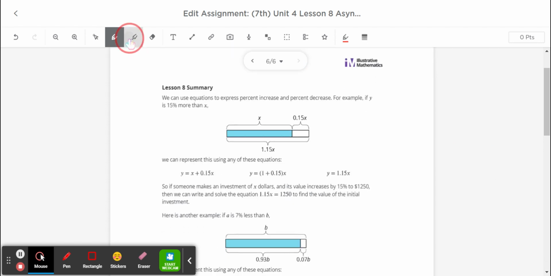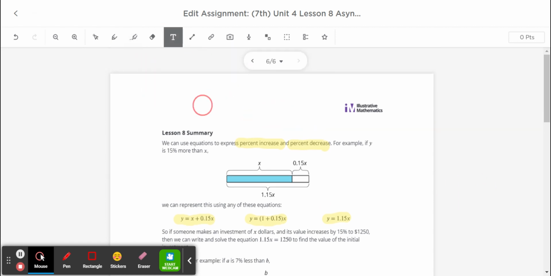We can use equations to represent percent increase and percent decrease. For example, if y is 15% more than x, we could say that y is x plus 0.15x. The reason is because y went up or increased by 0.15, which means that we can add on that 15% to the original value. We can also combine like terms, our x's, and write the equation this way or this way. And this is something we're going to practice more in class tomorrow.